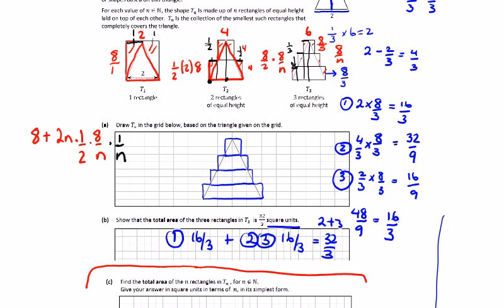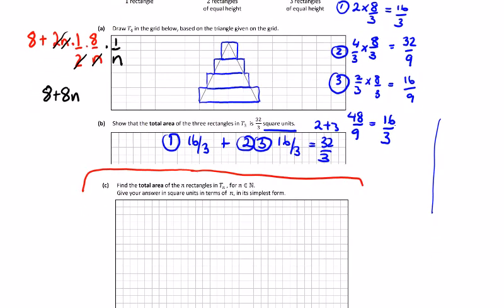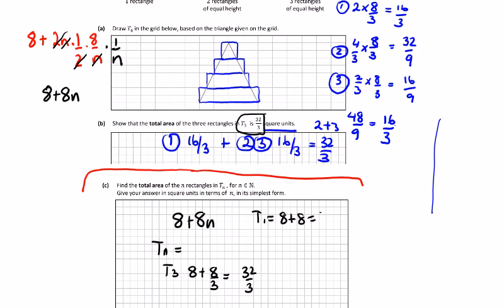So what's going on here? This looks like the 2's will cancel, the n's will cancel, and we're left with 8 plus 8 over n for Tn. 8 plus 8 over n. Let's just check the ones we already know. Let's check T3. If Tn is equal to this, T3 is 8 plus 8 over 3. 24 and 8 is 32 over 3. T1 will be 8 plus 8, which is 16. And T2 will be 12.